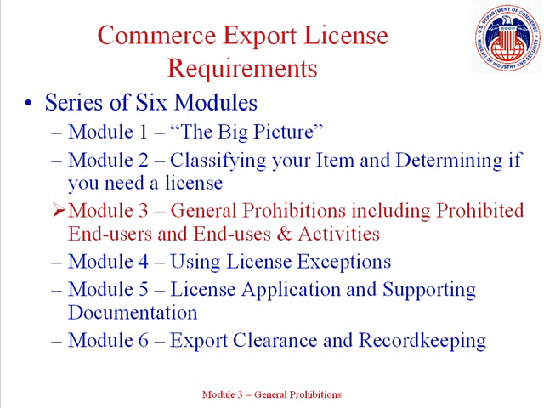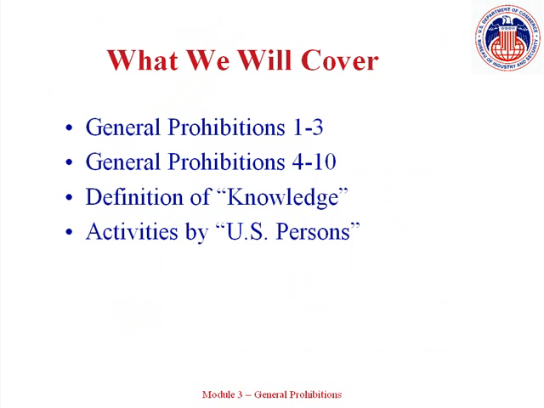Thank you for joining Module 3 of the Bureau of Industry and Security's slide presentation series on Commerce Export License Requirements. In Module 3 of the series, we'll cover the 10 general prohibitions, including prohibited end users, end uses, and activities. First, we'll review the general prohibitions 1 through 3, which relate to items on the Commerce Control List. We'll then review the remaining prohibitions, which are focused on end user, the end use, and other activities. We'll also discuss useful definitions when considering these prohibitions.